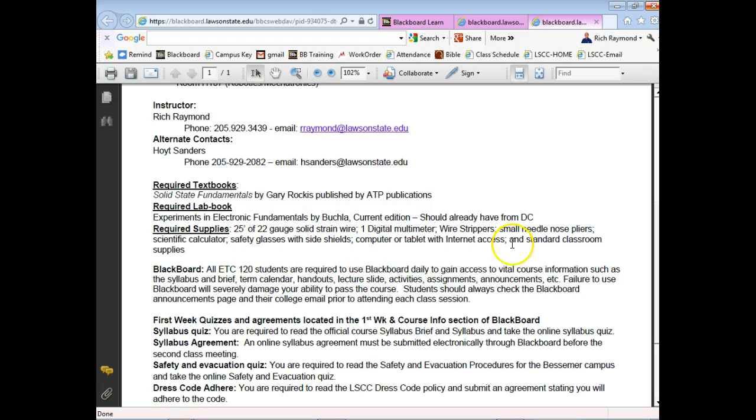Besides the lab book and the textbook, you'll need to get some 22 gauge solid strand wire. I don't know if they have it in the bookstore or not. We don't have communication between the bookstore and the instructors anymore because the bookstore is not owned by Lawson State. They rent a space out up there. So that is not Lawson State's bookstore. It's a Follett bookstore.